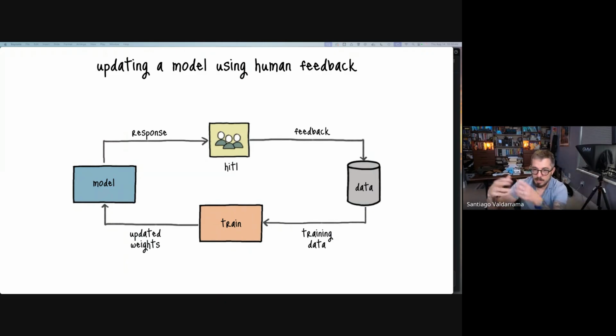And every time we have enough training data, we're going to deploy a new version of the model that's going to be a little bit better than the previous one. That's basically the way it is.